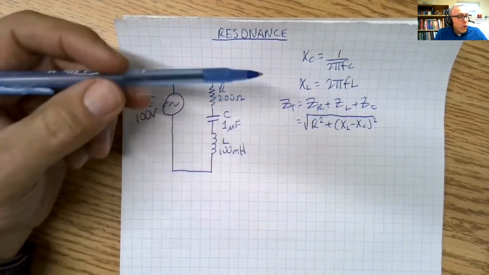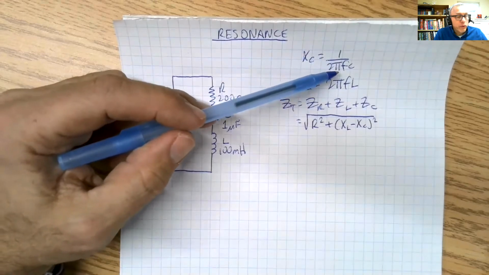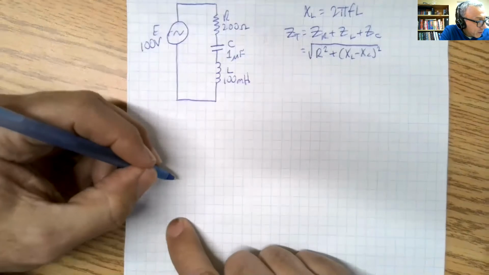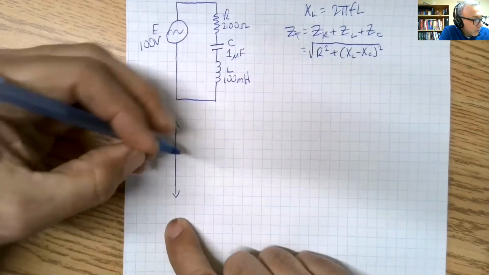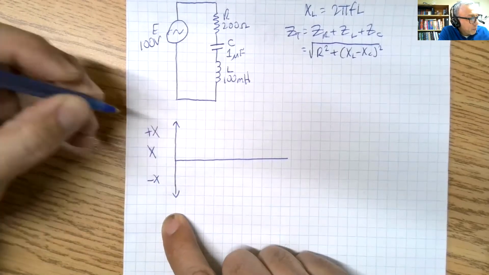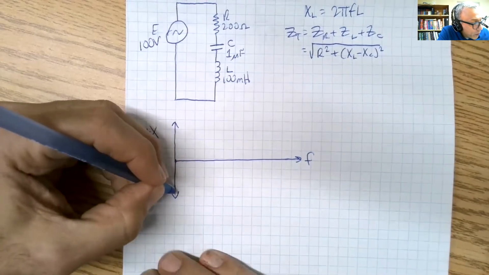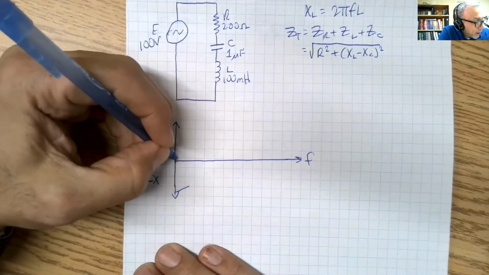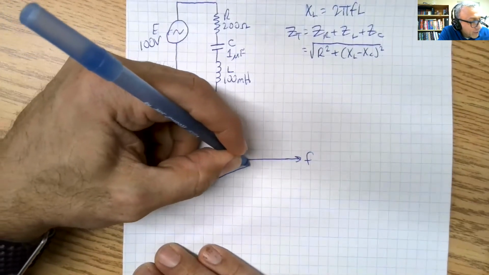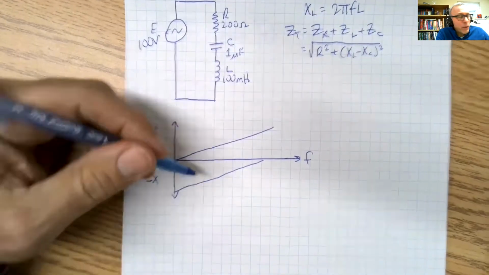So we know that XC is inversely proportional to frequency, and XL is directly proportional to frequency. So what happens is, if we made this negative X and positive X, that'll be above 90 degrees, less than 90 degrees, and this is frequency. We know at very low frequencies XC is high and XL is just about 0. Then as frequency increases, XC keeps decreasing and XL keeps increasing.